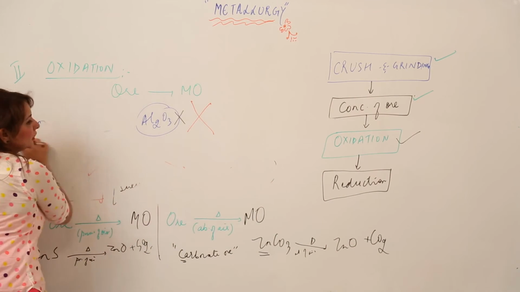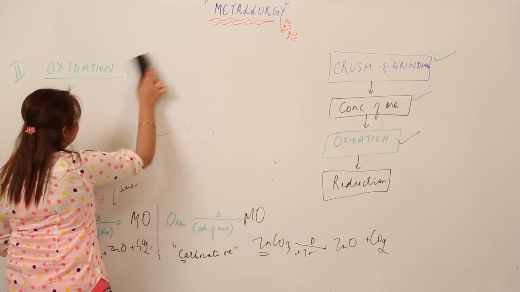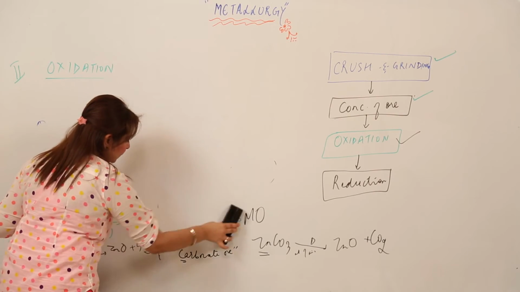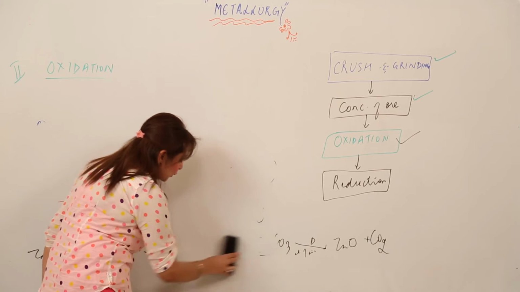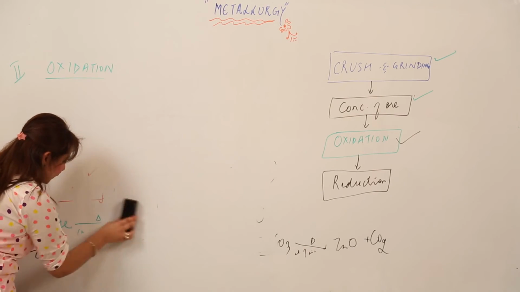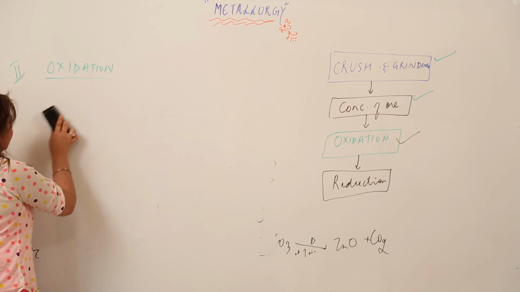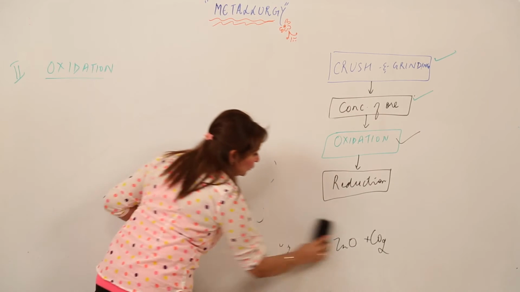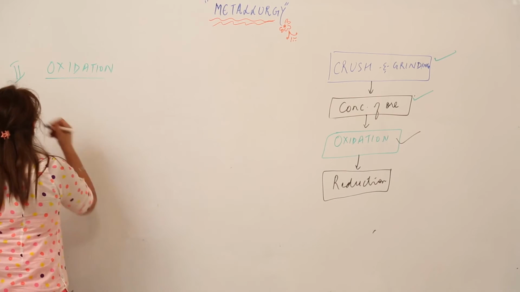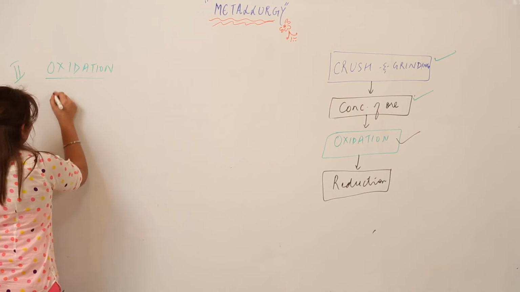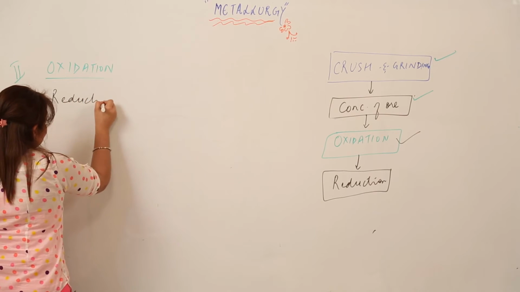And what is that? It is the reduction, right? As you all know, what is reduction? We already did in redox reactions what reduction is. Reduction is actually the addition of hydrogen and removal of oxygen. So this we will be doing now. So now the step we will be discussing will be reduction.